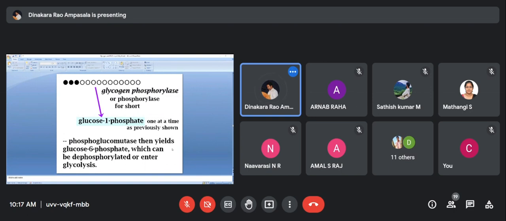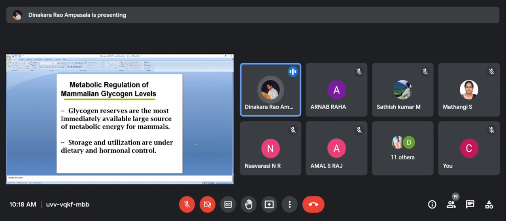Okay. Phosphate is converted. It may be simple hydrolysis. It can be converted to glucose molecules to raise the glucose levels inside the cell, inside the system, or it can be taken into the glycolysis pathway to get energy for cell metabolic activities. So that is about glycogenolysis. Any doubt?